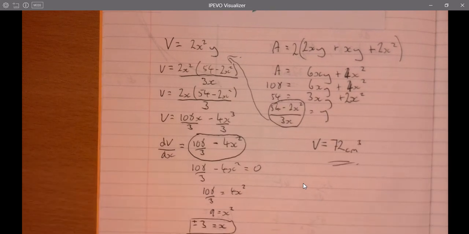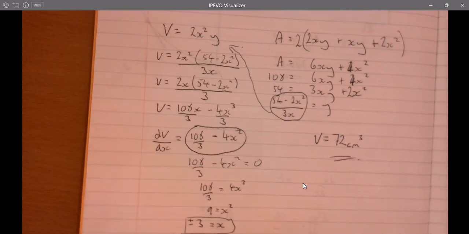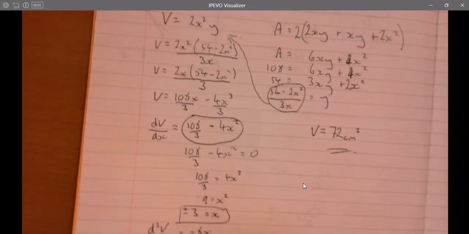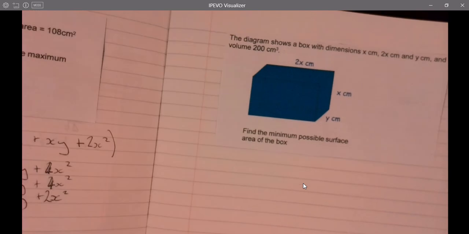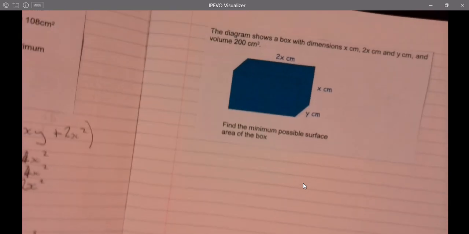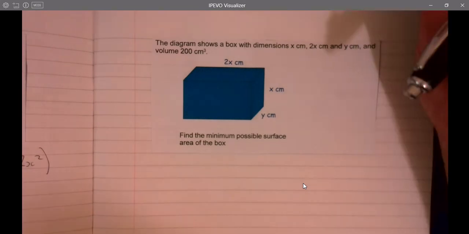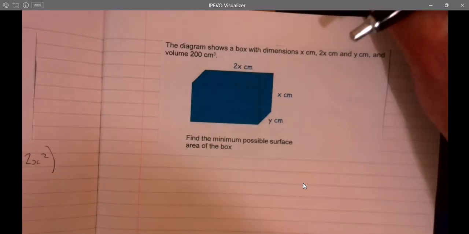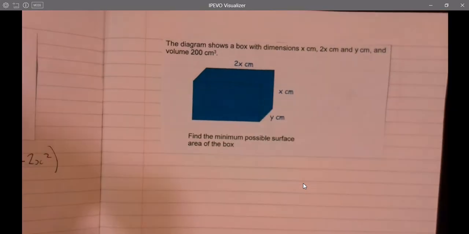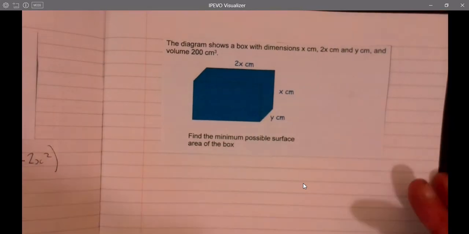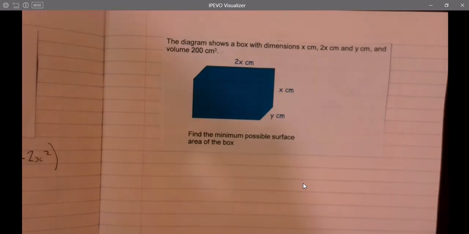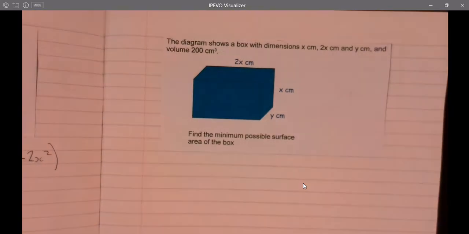Right, let's have a quick look at another question. Similar sort of idea. Right, here we go. So, very similar question. Let me just straighten that up for you. There we go. And we're going to have a quick try at this one. What I would suggest is that you pause it for just a minute and have a go at the question, right? But I'm going to crack on now and see what we end up with.